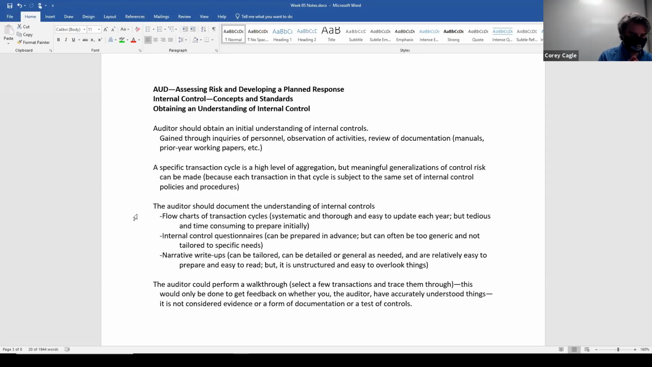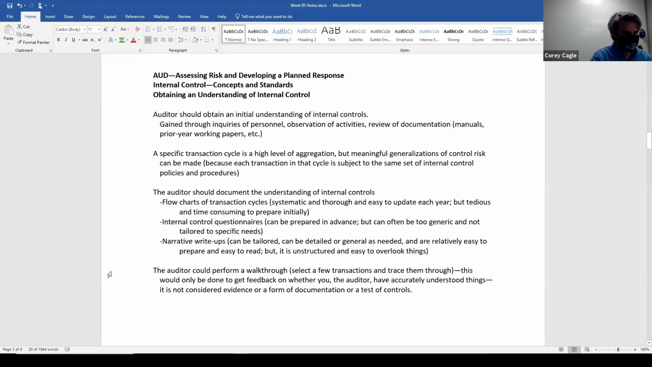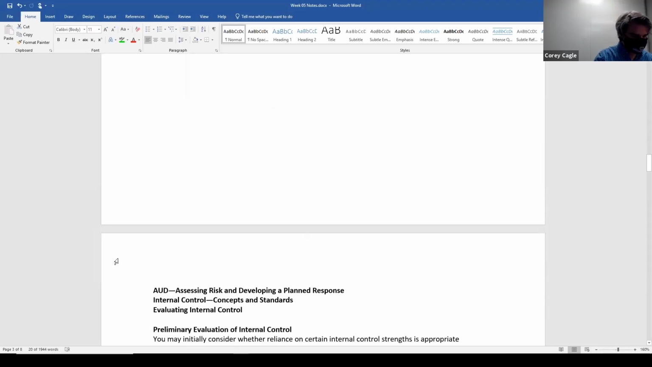There's no point in getting too deep into it, but you can take a single transaction, follow it all the way through to the financial statements, or you could find key steps in the process and perform procedures at each step, but not necessarily on the same transaction. But it's all about just getting an understanding of their internal control system, how it works, whether you've understood things. It's not evidence. It's not a test of controls either. It's just to help you understand things. That's about it for that section.